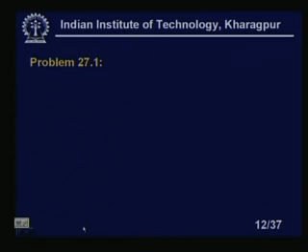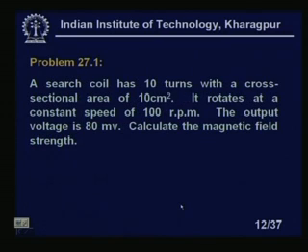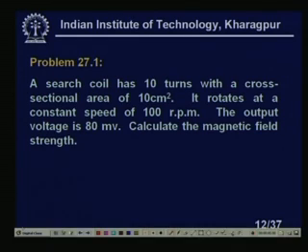Now, let us solve some problems, so that we will be more comfortable. The problem is: a search coil has 10 turns and a cross-sectional area of 10 centimeter square. It rotates at a constant speed of 100 revolutions per minute. The output voltage is 80 millivolt. Calculate the magnetic field strength. Let us take a white page. I will give a solution to this. So, this is the solution to problem 27.1.